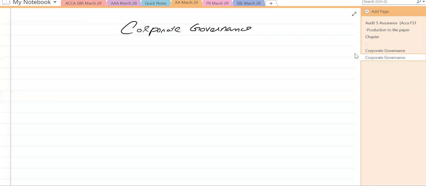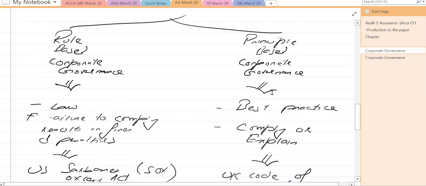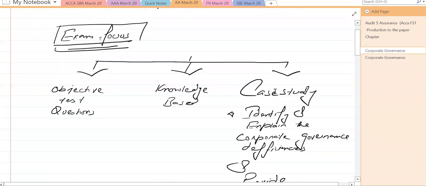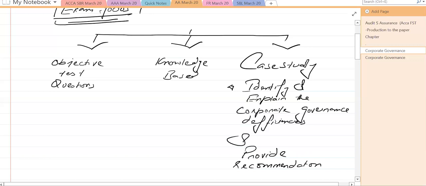All right, dear students, in the last lecture we discussed the introduction to the corporate governance, and let's revise this quickly. I told you first of all the exam focus points. In the exam from the corporate governance you may have the objective test question, that means the MCQs or match the following, etc., the knowledge base, which requires you to write a straightforward answer, and the case study, which requires you to identify and explain the corporate governance deficiencies and provide the recommendation.